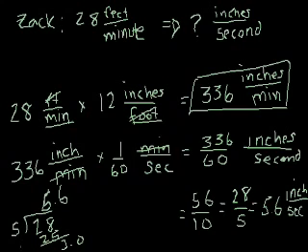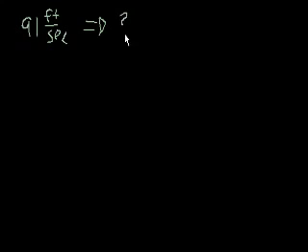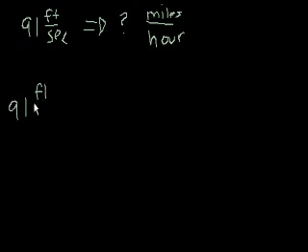Let's try to see if we could do another one. If I'm going 91 feet per second, how many miles per hour is that? Well, 91 feet per second. So if we want to say how many miles that is, should we be dividing or should we be multiplying? Well, we should be dividing because it's going to be a smaller number of miles.